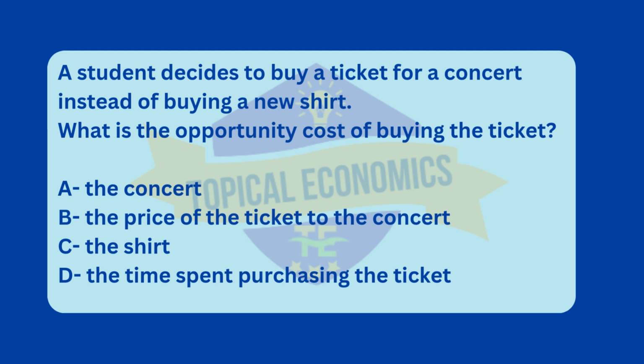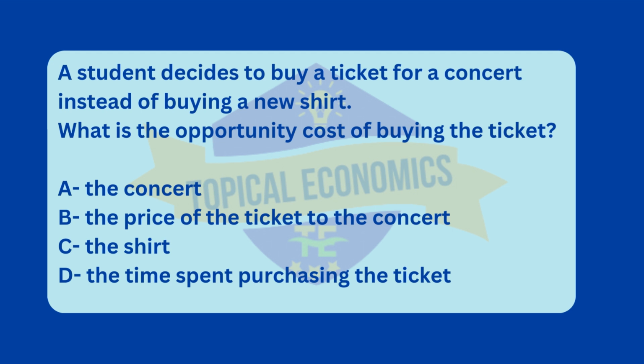Analyzing the other options. Option A. The concert is incorrect, because the concert is the choice the student is making, not the cost. The opportunity cost is what the student forgoes by choosing the concert ticket, which is the shirt in this case, not the concert itself.